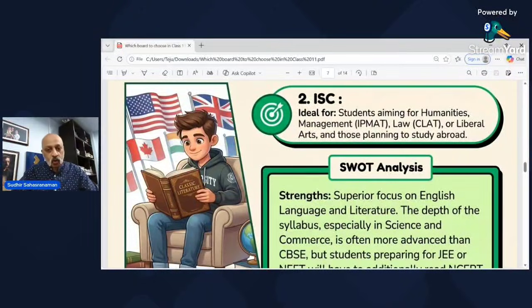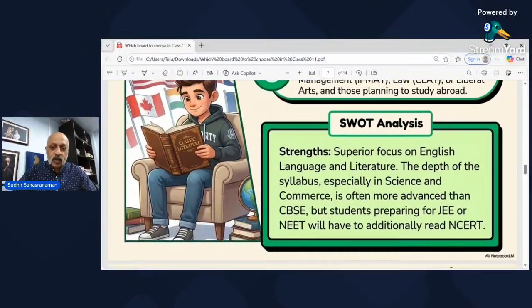There is superior focus on English language and literature, as you very well know here. Anyone who has followed me on Study with Sudhir will know that. The depth of the syllabus, both in science and commerce, is also very good. It's not as though it's inferior in any way to CBSE. In fact, it's much more deep, much more advanced. The only thing is that students preparing for NEET or JEE will also have to additionally read the NCERT books. Not that what they have studied will not be there in NCERT, but they will need to program themselves according to the NCERT syllabus. That's an extra thing anyone preparing for NEET and JEE will have to do. I hope I'm making myself clear.